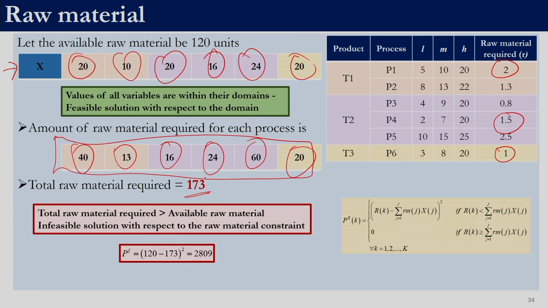So, what we have is 120 and what we require is 173, right. What we have is 120, right, and this is less than what we require, right, 173. This is the required amount and this is the available amount, right. So, in this case we need to calculate the penalty by what is available, which is 120, minus what is required, which is 173. So, 120 minus 173 the whole square. So, that turns out to be 2809. So, this is how we handle raw material constraint.